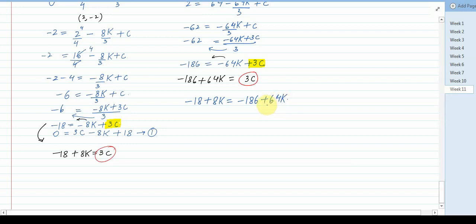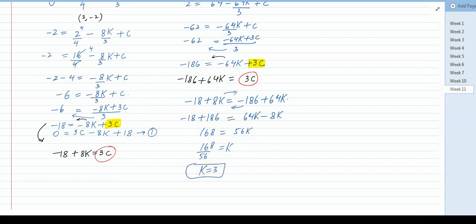Now we can collect k on one side. This positive 8k on the right side will be 64k already present here minus 8k, and on the left side it's minus 18, and when you shift minus 186, it's plus 186. Now we can easily simplify and find the value of k. 186 minus 18 leads to 168. 64 minus 8 is 56k, and 168 divided by 56 leads to k, and the value of k is 3.